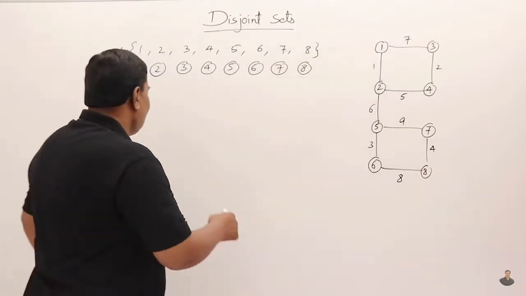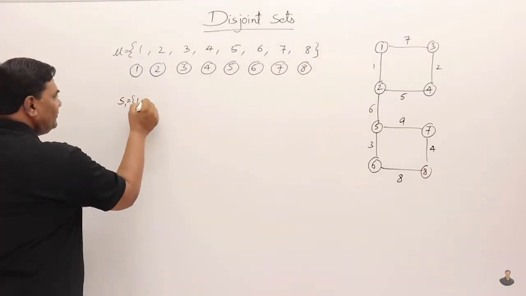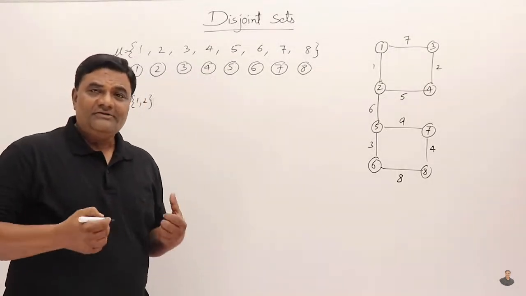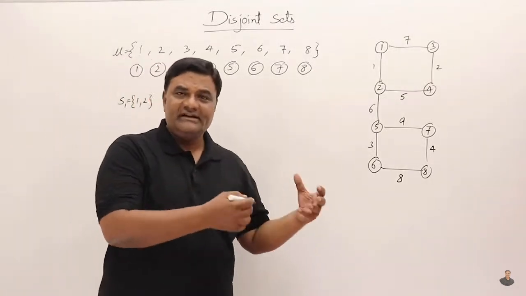So the first edge is 1, 2. If I include edge 1, 2, you remember I was making a set as {1, 2}. Now actually we don't need a set. We are not performing mathematical operations here like intersection, union, difference. What we want is just to detect a cycle, and we want to do it in an easy way.